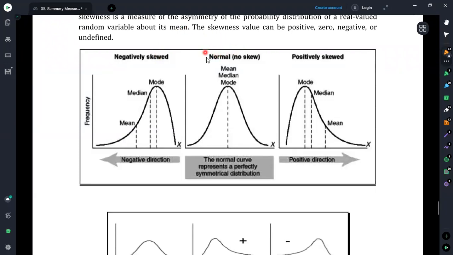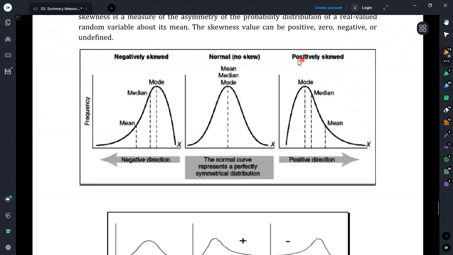And if there is no tail on either side, and you can see somewhat symmetric figures in the left end as well as the right end, then we say such distributions have no skewness, and those distributions are said to be symmetric distributions. In a symmetric distribution, we generally get the mean, median, and mode as the same value. An example of a non-skewed distribution is the normal distribution, and such distributions are symmetric as well.